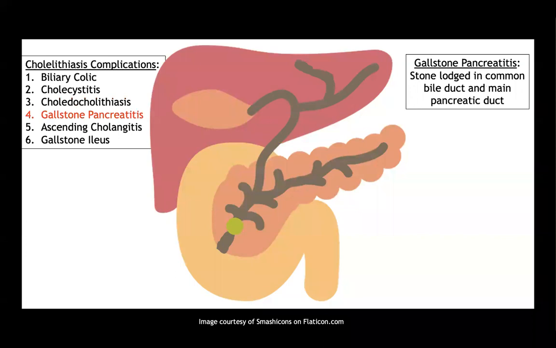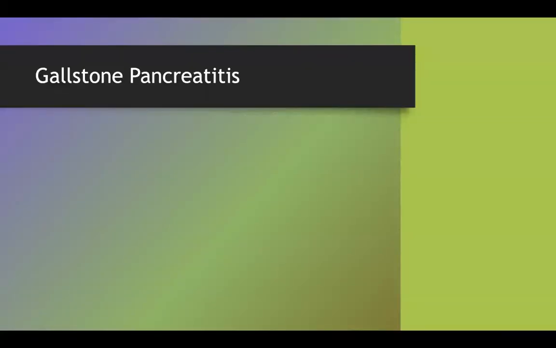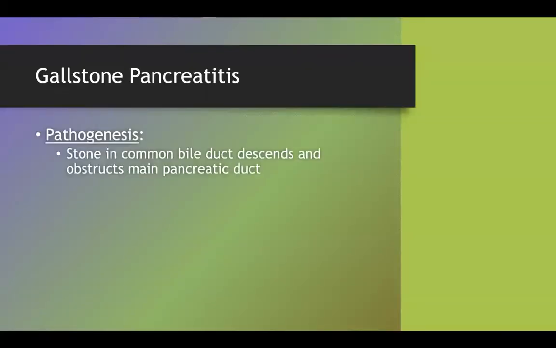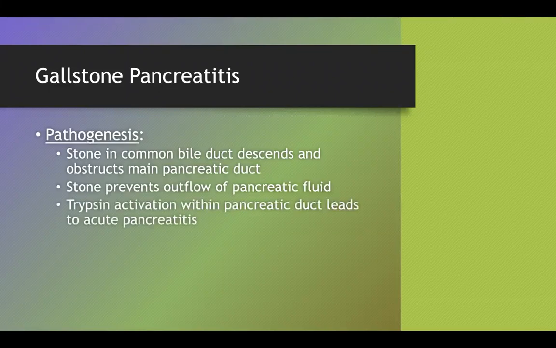So gallstone pancreatitis is when the stone makes it all the way down where it lodges in the main pancreatic duct, the CBD here. So in gallstone pancreatitis, we know where the stone is. This prevents outflow of pancreatic fluid. And when you have blocked outflow of pancreatic fluid, that can actually lead to acute pancreatitis.